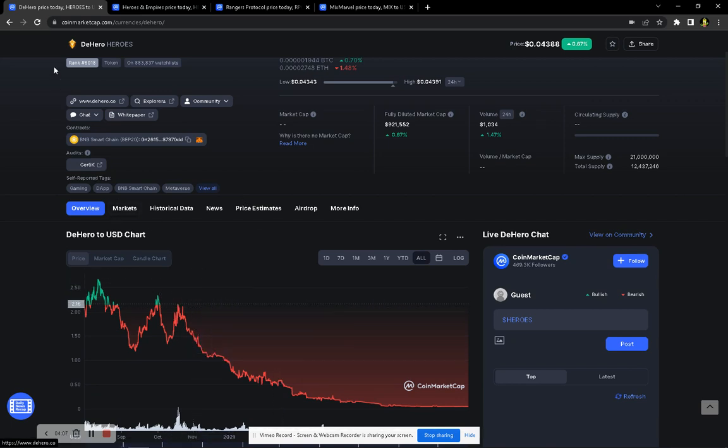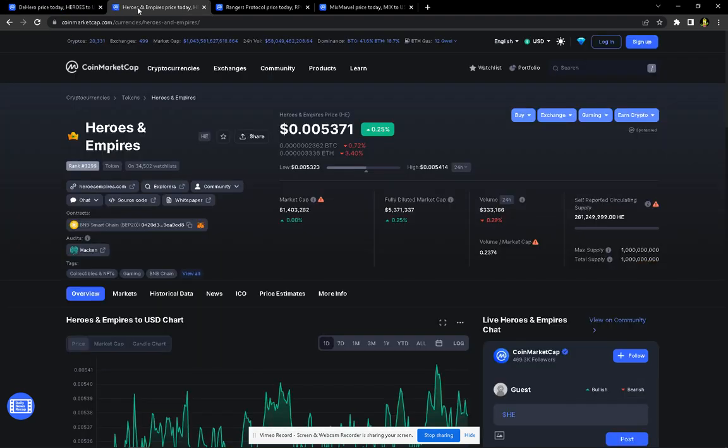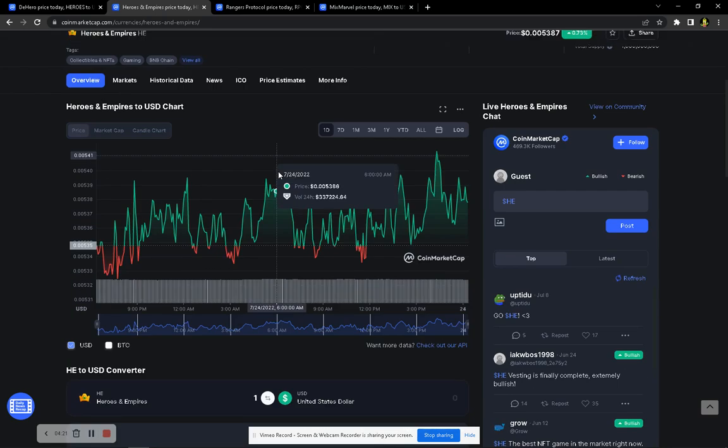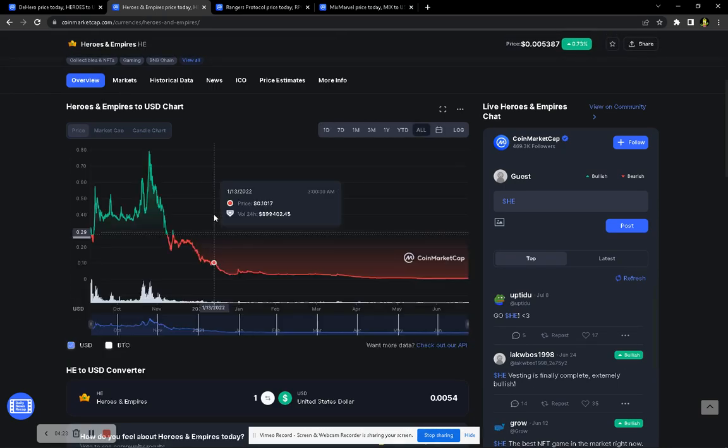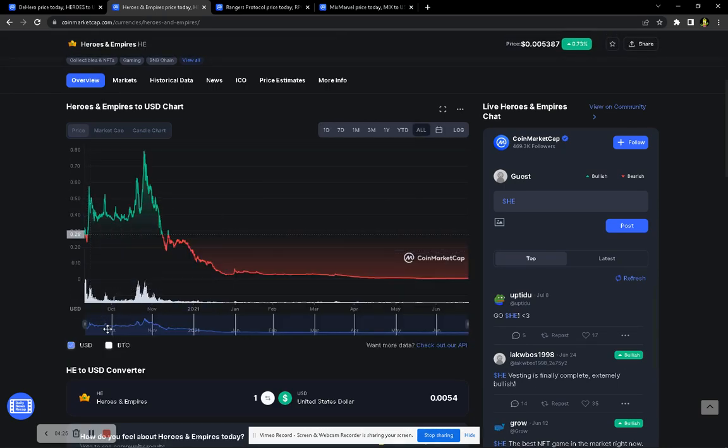So yeah, I'm going to show you a couple other charts here. This is another play to earn game that's on CoinMarketCap. It came out around the exact same time Dehero did. It's called Heroes, coincidentally relatively the same name, but it's called Heroes & Empires. I'm going to go to the all chart. It's been out since October of 2021, so pretty much the exact same time. I found out about these tokens pretty much at the same time. Actually, it was when they were released on CoinMarketCap that I found them.